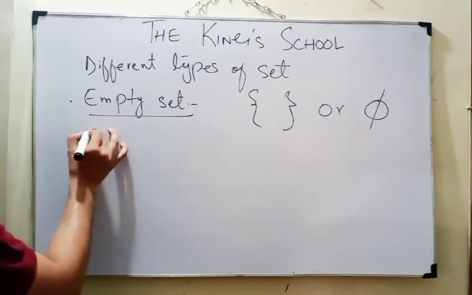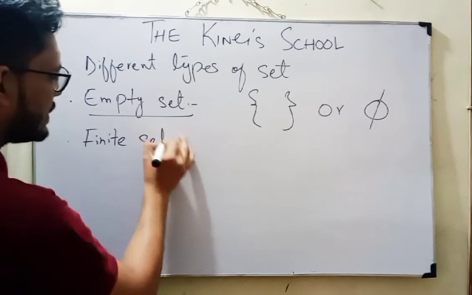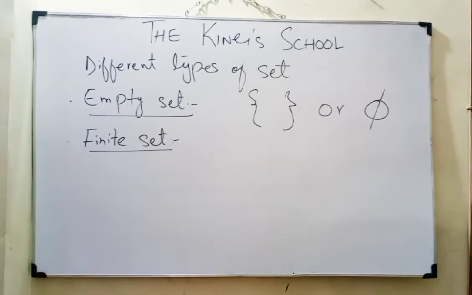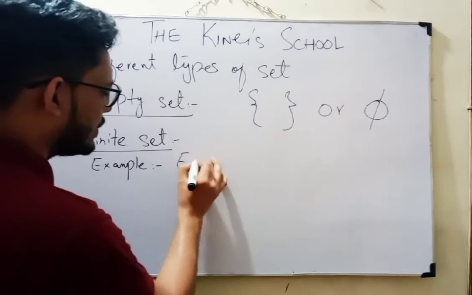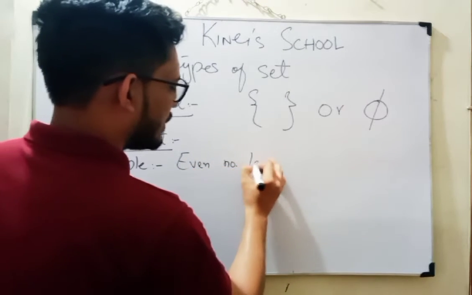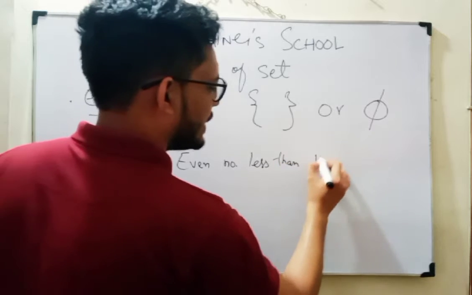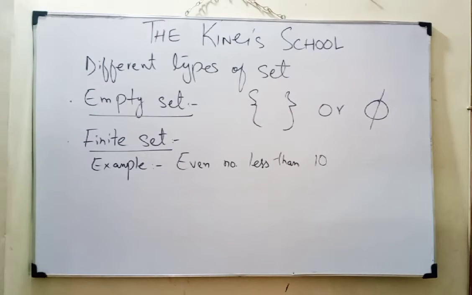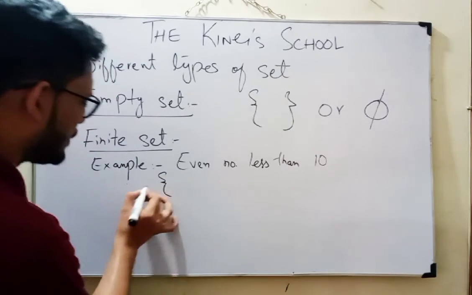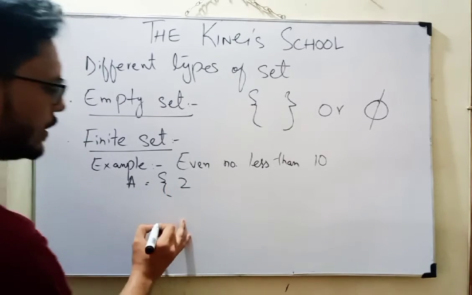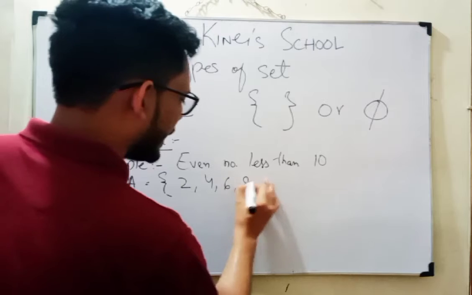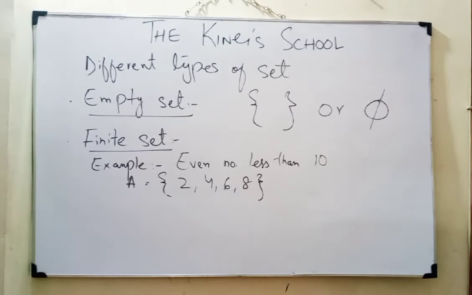Now, the second set is the finite set. A finite set is a set containing only a finite number of elements. For example, we have a set of even numbers less than 10. So we can write the set as A is a set of even numbers less than 10. So the elements could be 2, 4, 6 and 8. This is a finite set.